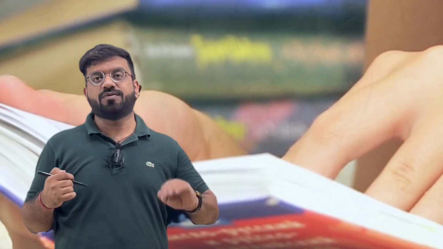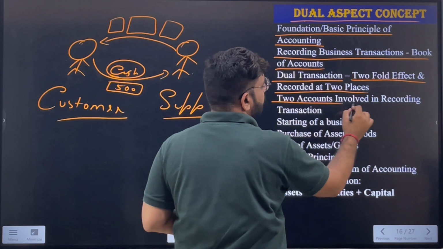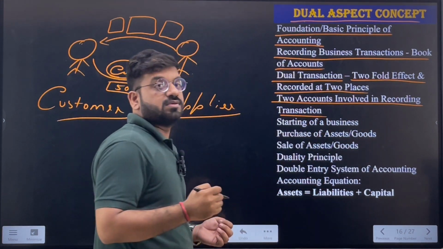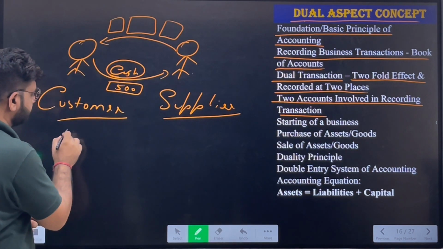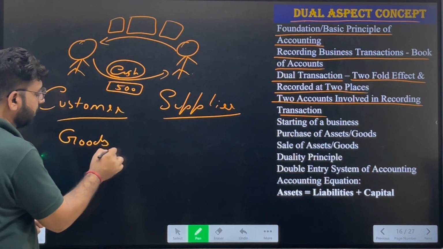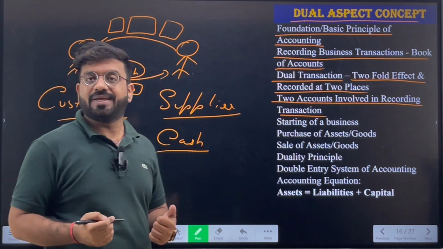Is that clear? So every transaction involves two aspects. One, we are getting it, one we are giving out. So the dual aspect. Now, two accounts are involved in recording transactions. Two accounts are basically, I am getting the goods. The goods is one part, the other part is the cash. So cash is going out, goods is coming in.